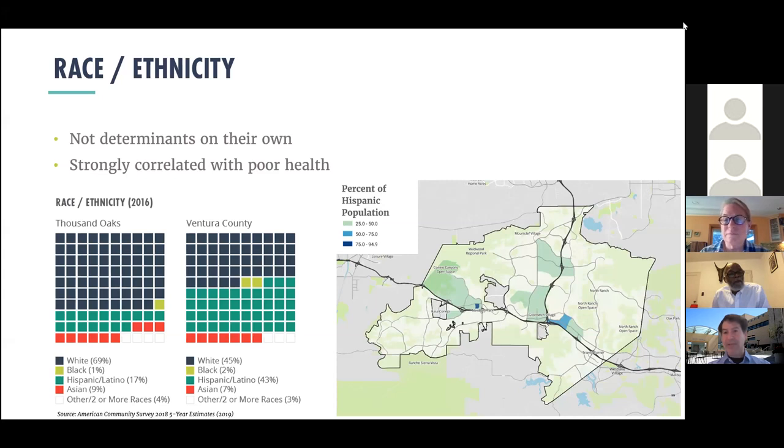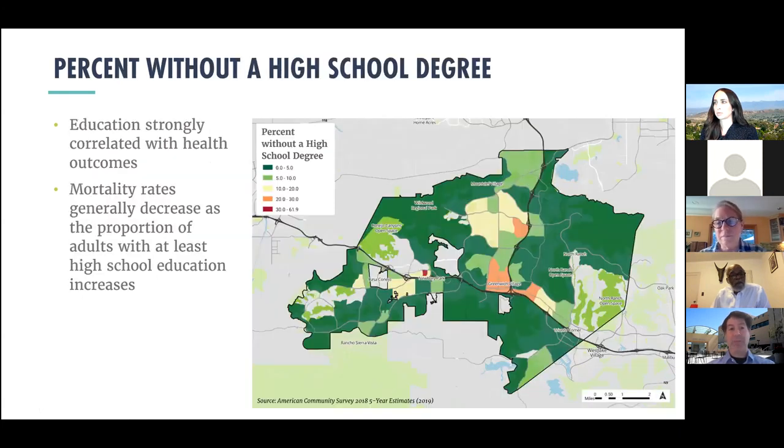race and ethnicity. This chart shows that Thousand Oaks generally has a larger white population compared to Ventura County and a smaller Hispanic Latino population. The Asian population and Black population are actually pretty similar. What we can see here with the colors on the map is that the blue and the darker green are areas where, in the census block groups, between 25 and 50% or 50 to 75% of the population is Hispanic, which is the largest percentage. So there are concentrations of areas with a larger percentage of Hispanic populations.